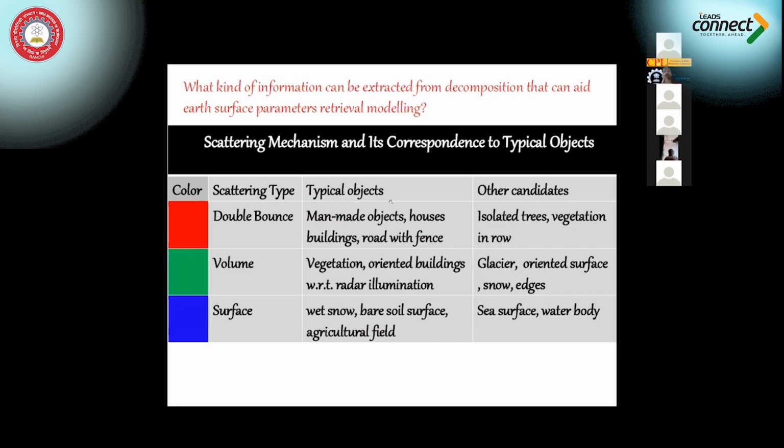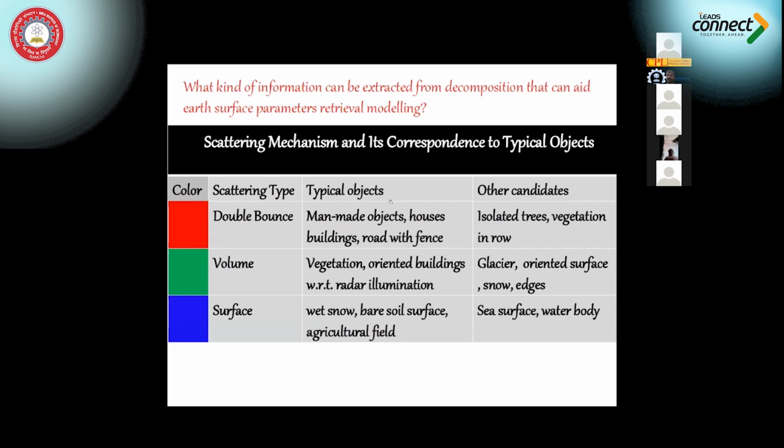Or suppose you have a ship in the ocean. It can give double bounce scattering from the sea surface interacting with the edges of the ship. So such targets can produce double bounce scattering. And if you assign a particular color, if it is dominant in your image, it will be highlighted and you can relate to it easily. But it can be confused with targets like isolated trees, which can also produce tree trunk double bounce scattering. Vegetation in a row can also produce double bounce scattering.